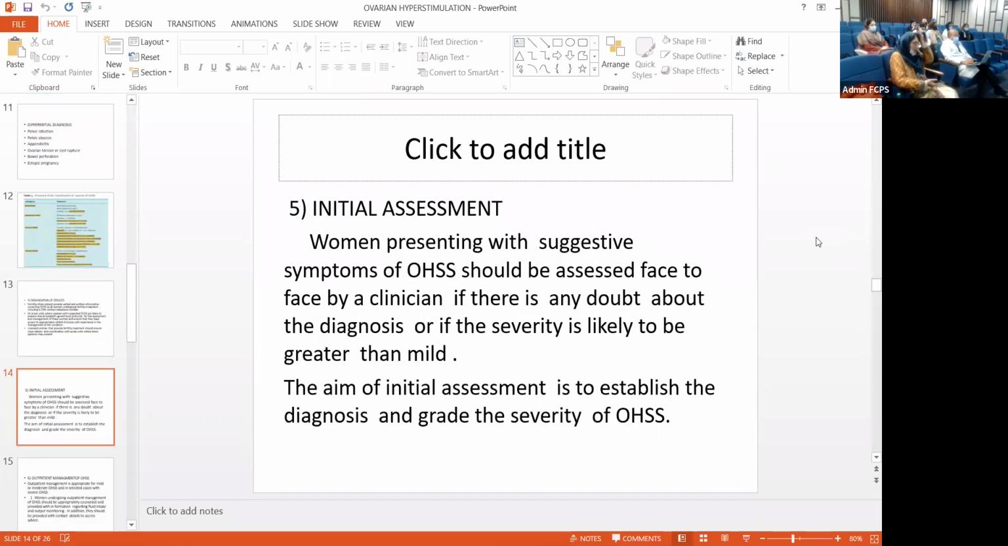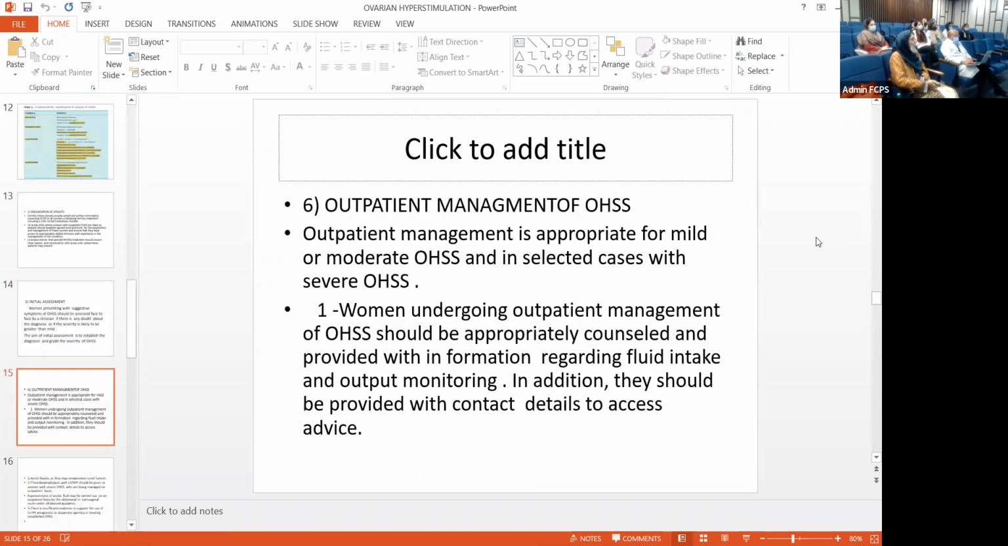Initial assessment. Women presenting with suggestive symptoms of OHSS should be assessed face-to-face by a clinician if there is any doubt about the diagnosis or if the severity is likely to be greater than mild. The aim of initial assessment is to establish the diagnosis and grade the severity of OHSS. Outpatient management of OHSS. Outpatient management is appropriate for mild or moderate OHSS and in selected cases with severe OHSS. Women undergoing outpatient management of OHSS should be appropriately counseled and provided with information regarding fluid intake and output monitoring. In addition, they should be provided with contact details to access advice.